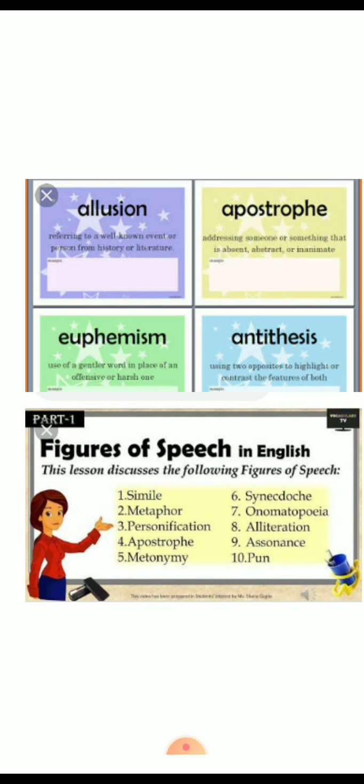It may be defined in that way as well: the expression of meaning through the use of language signifying the opposite, especially for humorous effect. Irony is used especially for humorous effect. Okay.